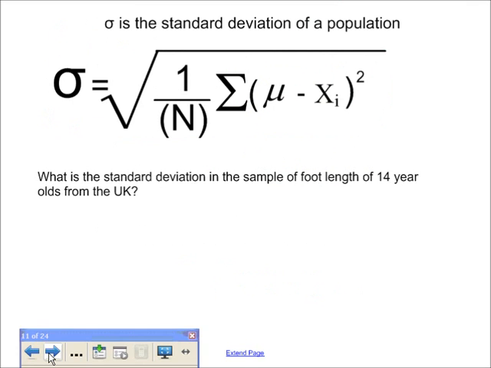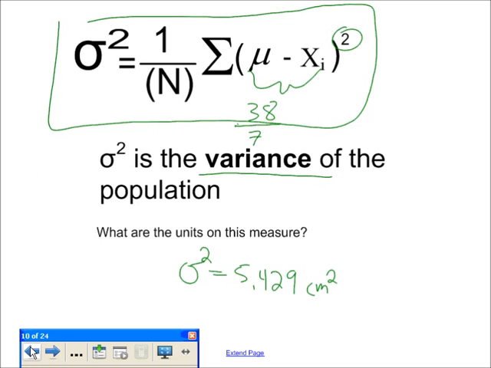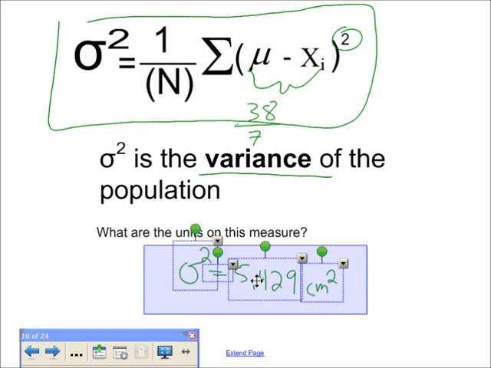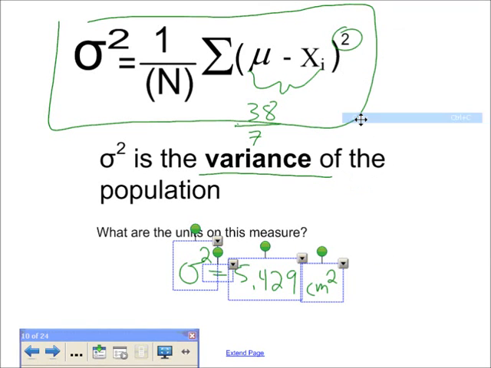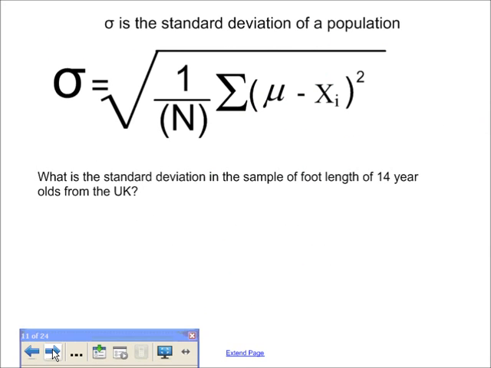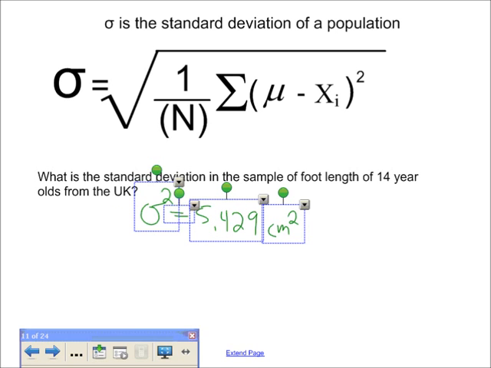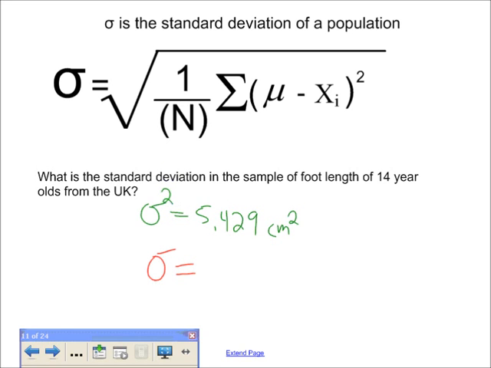which is standard deviation. This formula looks bad, but if we go back, it's just the square root of the variance formula. So if we take our variance and we just take the square root of it, that will give us the standard deviation. And I get a standard deviation of 2.33. And here's the good news.